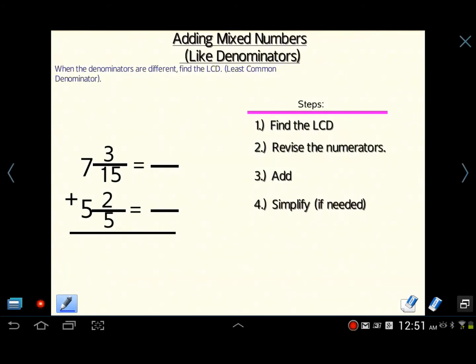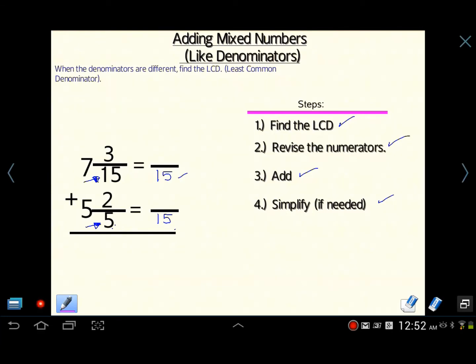Okay, here's our first example. We have 7 3/15 plus 5 2/5. Now the steps, as you may already have noticed, are basically the same as adding unlike fractions. We're only just dealing with mixed numbers here. Let's focus in on our denominators because we need them to be the same. 15 and 5 are not the same. Do not add them. So we need to find an LCD. The LCD is 15. 15 is a multiple of itself, so that's okay. 15 is a multiple of 5, and that's okay.